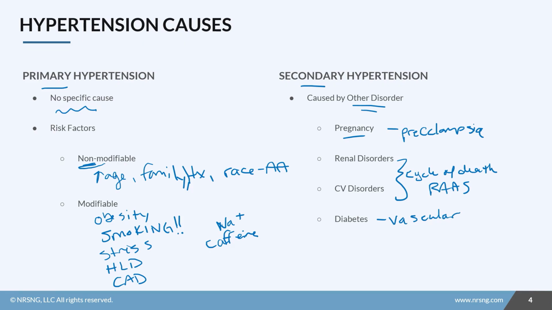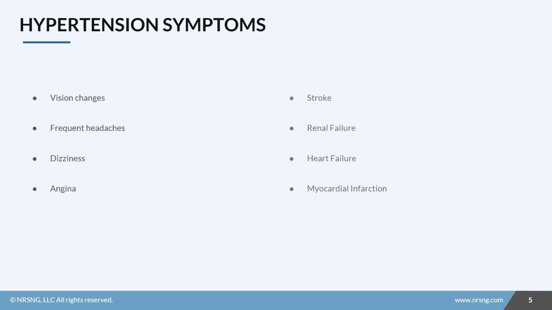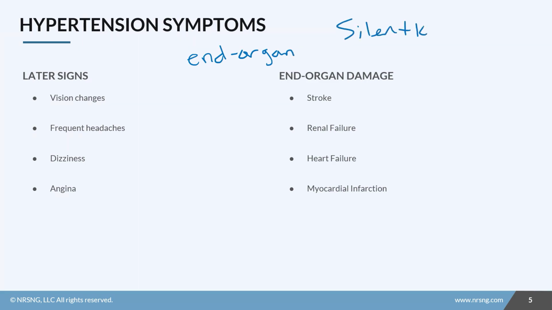When it comes to symptoms, the reality of hypertension is that sometimes there are no symptoms until it starts causing end organ damage. So sometimes we'll see it called the silent killer. Someone may not check their blood pressure regularly, and they have no idea that they have hypertension until they have significant problems.